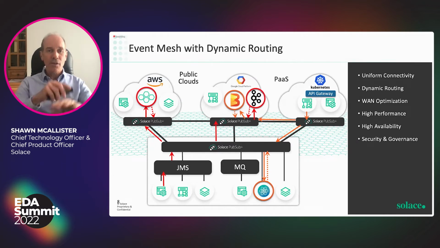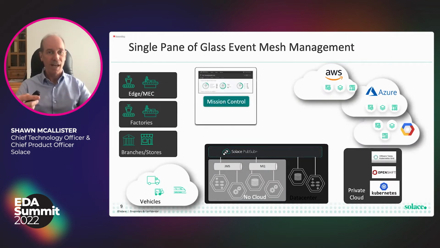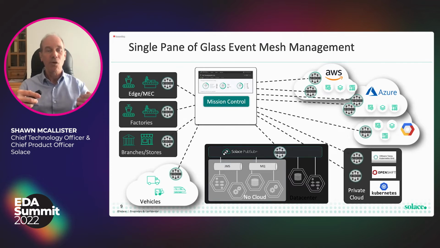Okay, so now you have your network of event brokers all over the place, and you go, well, how do I manage all these event brokers? And that is where our single pane of glass management comes into play. So Solace Cloud, which is our SaaS, has a module called Mission Control. What Mission Control does is it's this single point that allows you to deploy, scale, manage, and upgrade event brokers, no matter where they live in your environment.